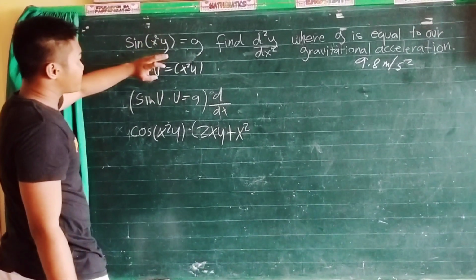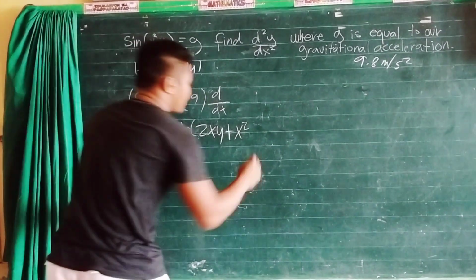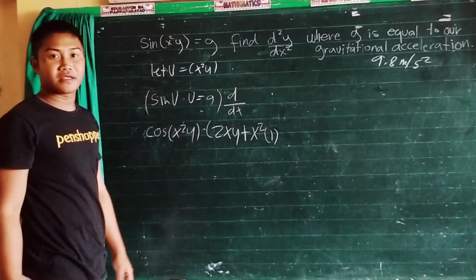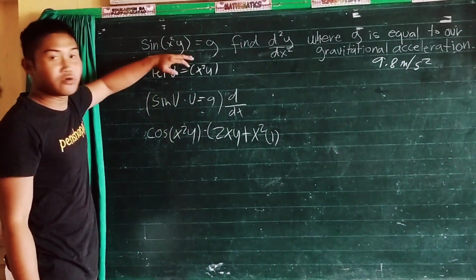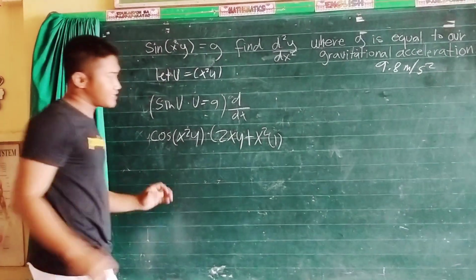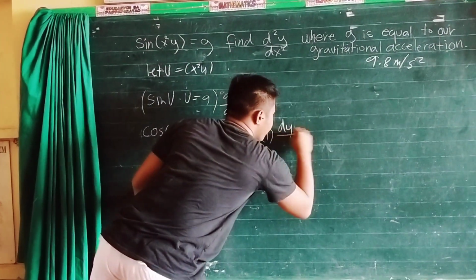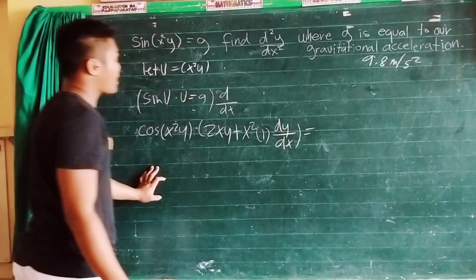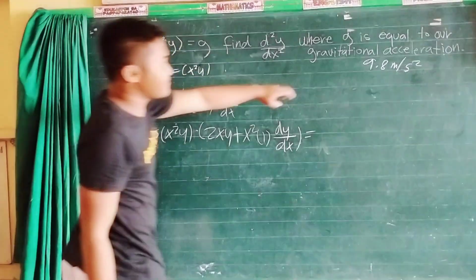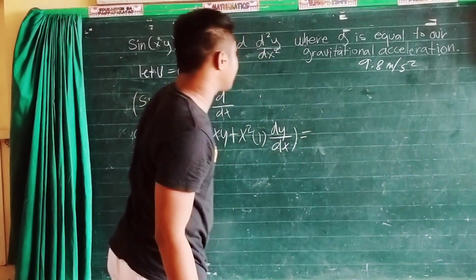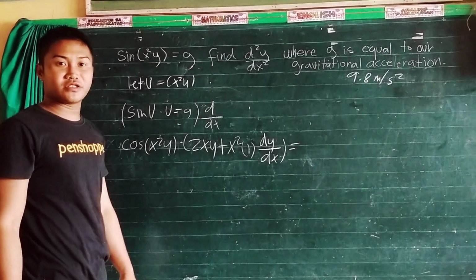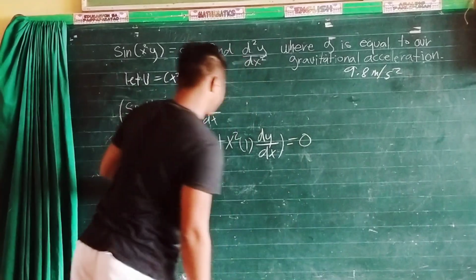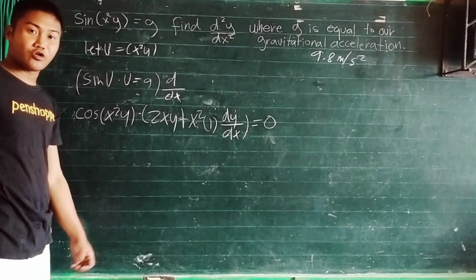So the derivative of y is 1. But always remember, when deriving the variable y, we're going to put dy over dx. Equal to our constant, the g has a value of 9.8 meters per second. Always remember, when deriving a constant, it must be equal to 0. So we're going to simplify this one.